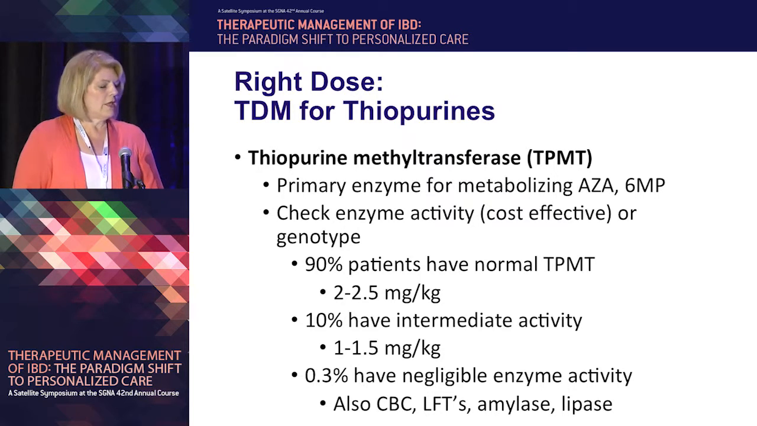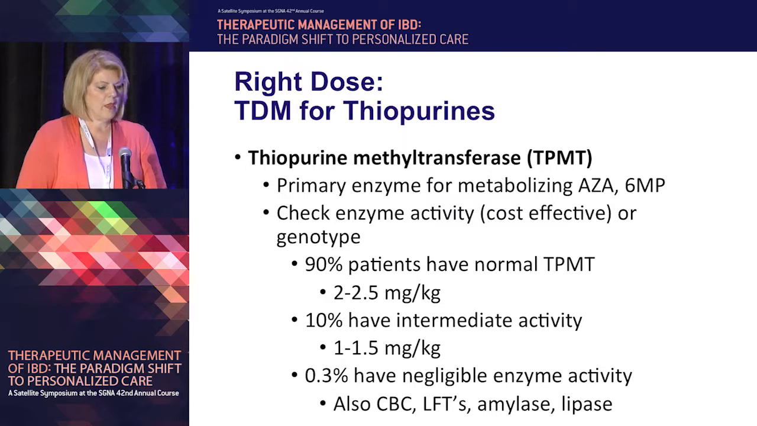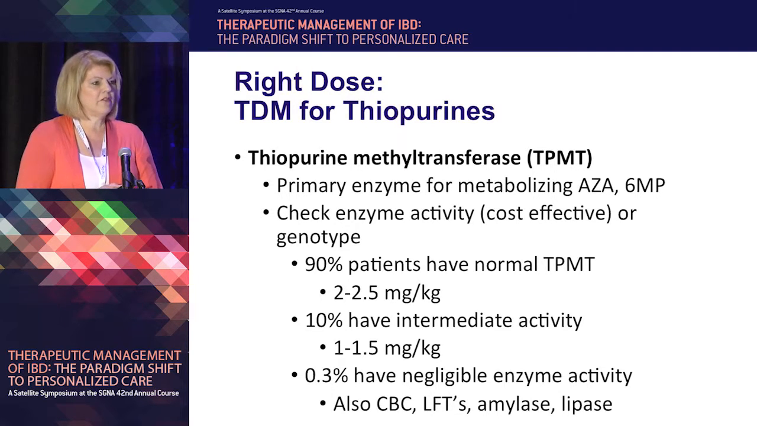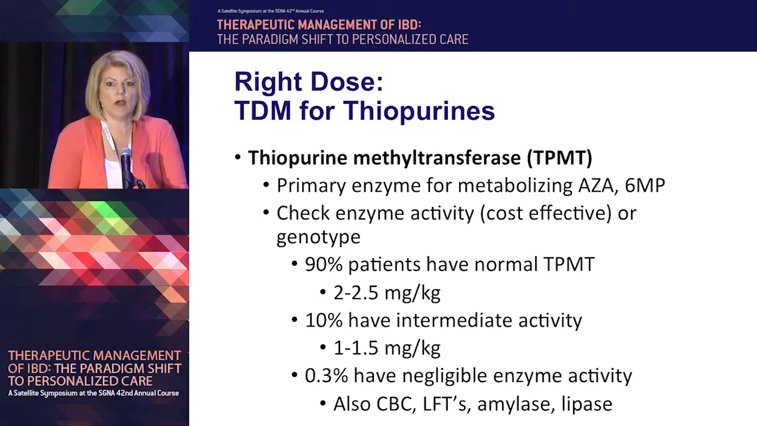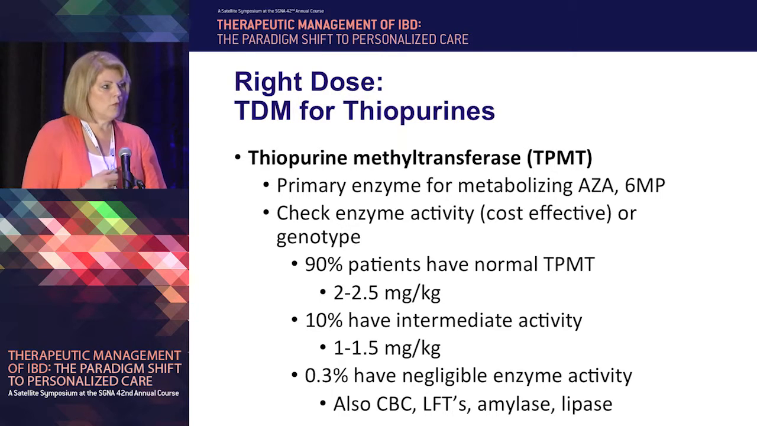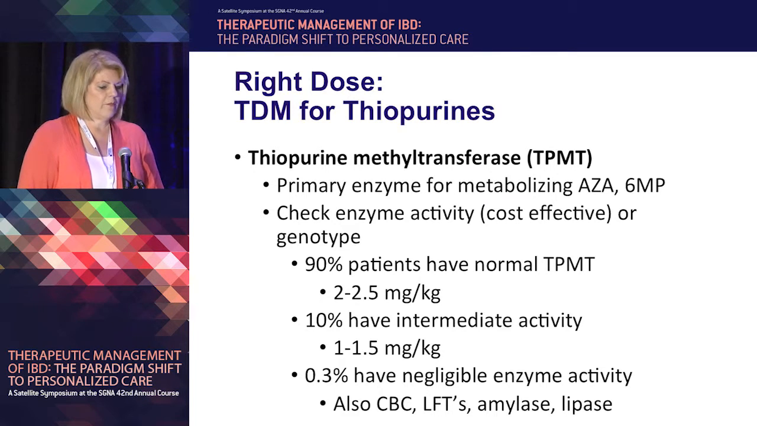We know that the primary enzyme for metabolizing azathioprine and 6-MP is thiopurine methyltransferase. We need to check enzyme activity because this is more cost effective. If we know these drugs are going to be effective and work, we want to make sure that we're not just using them when they aren't effective and it's a waste of money. And we want to be sure that it fits for the genotype. So 90% of patients have normal TPMT, 10% have intermediate activity, and 0.3% have negligible enzyme activity.